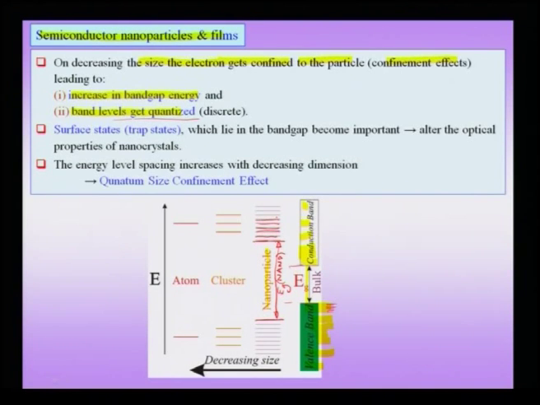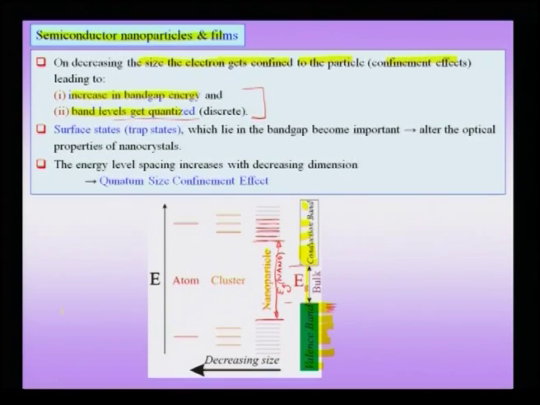So there are two important effects which come into play when you reduce the size of a nanoparticle. One is the increase in the band gap energy, and number 2 is that the band gap levels get quantized, or the discreteness of the levels starts to be felt.